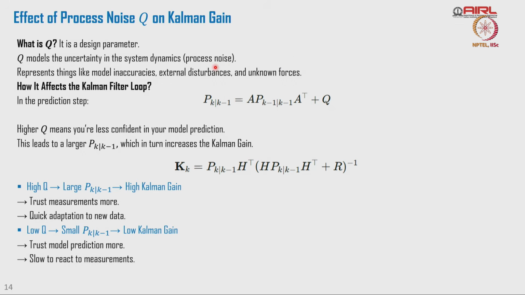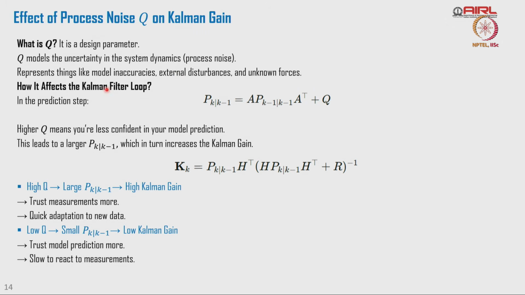Now let us look at the effect of the process noise on the Kalman gain. What is Q? Q is our design parameter for the filter. Q models uncertainty in the system dynamics; it represents the process noise, things like model inaccuracies, external disturbances and unknown forces which we are not taking into account in the model.